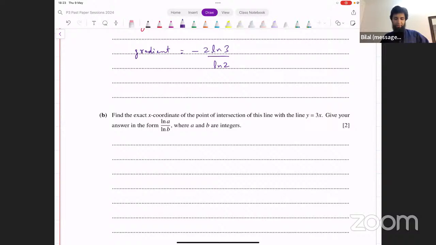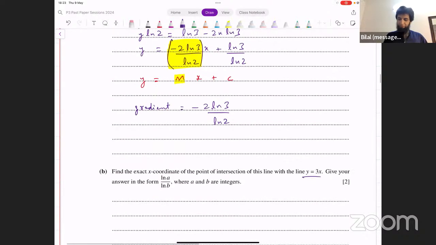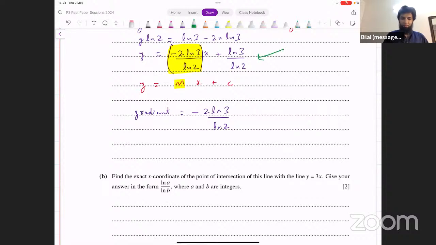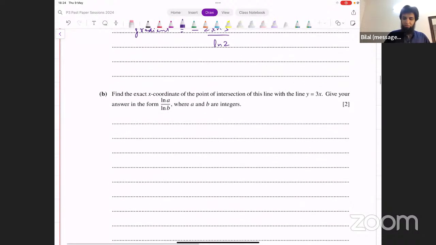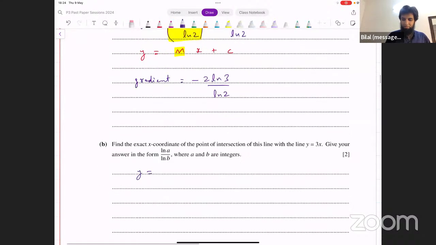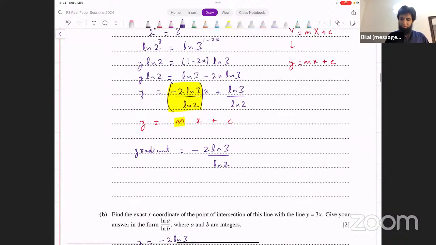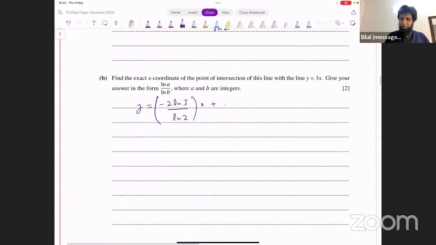Okay, now find the exact value, exact x coordinate of the point of intersection of this line with y equals 3x. Give your answer in the form ln A over ln B. We need to find the point of intersection of this line. It's a straight line, right? With the line y equals 3x. Now one line is y equals minus 2 ln 3 divided by ln 2 into x plus ln 3 over ln 2.